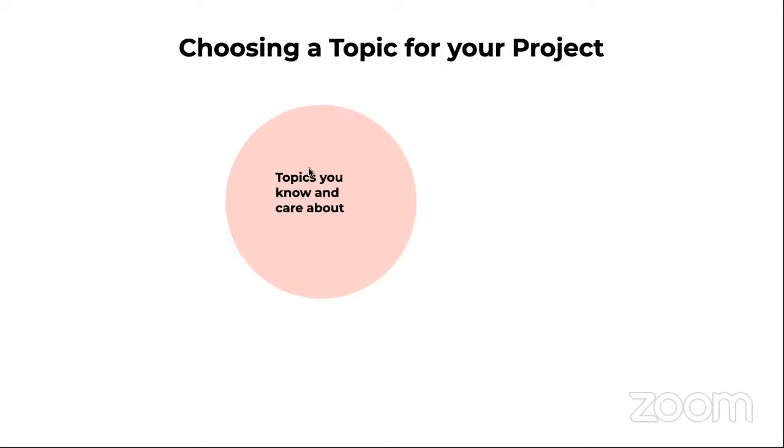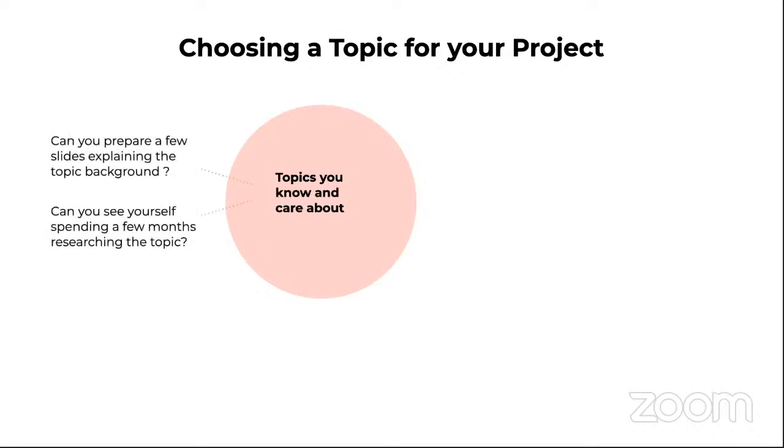So that would be the first step, is really having a topic that you know or you care about, and to ask yourself, is that a topic that I know and care about? Can you prepare a few slides to explain the topic background? And can you see yourself spending a few months researching the topic? So really, for those of you that are planning some kind of bioinformatics analysis, even though it's just data analysis, it still takes time. So you have to be prepared to dedicate at least several months just to the analysis.